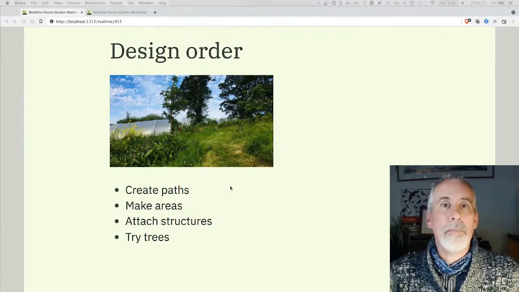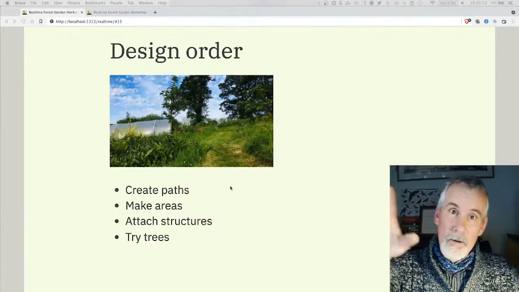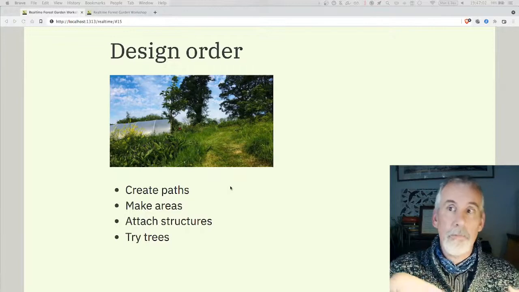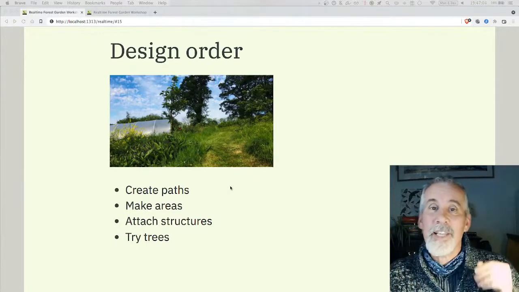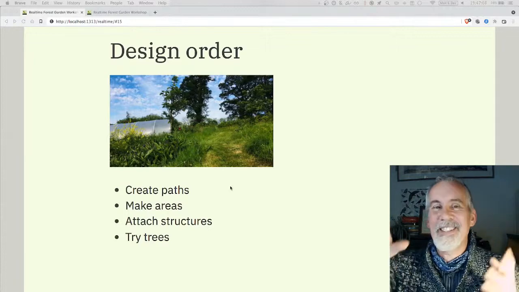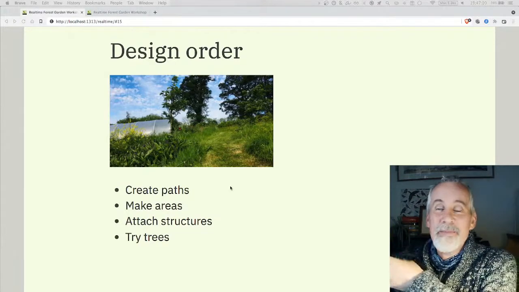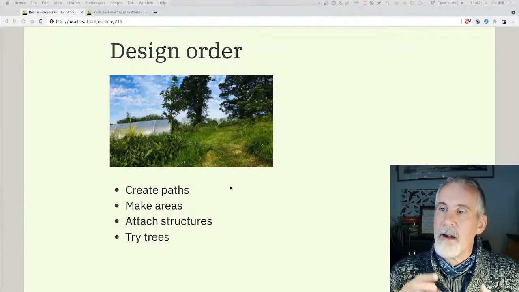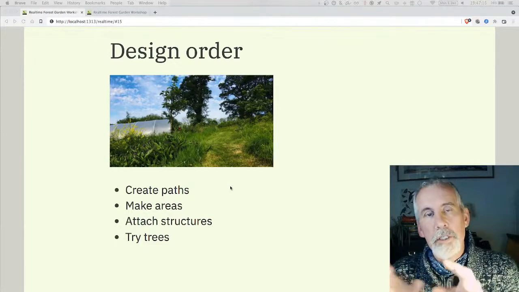So likewise with apples, they can be further away. Whereas with perennial veg, like spinach plants, then you want them closer. Cherries, birds love cherries. Keep your cherries close. Whereas pears, nobody eats pears. Joking, yeah. Pears, they can be a bit further away. So yeah, create paths, make areas, try out the structures in different places.